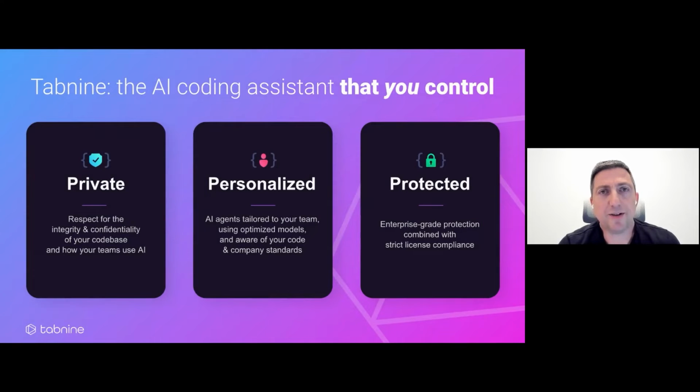So Tabnine is unique in that it is the AI assistant that you control. Tabnine respects your privacy. We never share your code with anyone else. You can run Tabnine in your VPC or on premise without sending code anywhere. Tabnine is protected. We train Tabnine only on permissively licensed open source code, meaning that we can guarantee that no IP that is dangerous in any way, GPL licensed IP or anything else, gets injected into your code base.